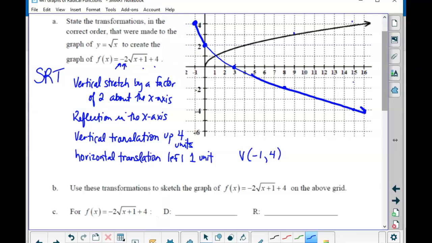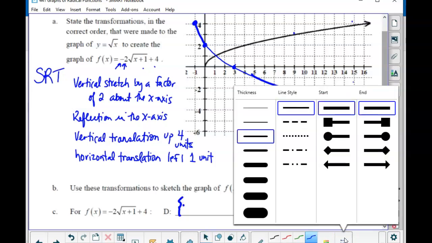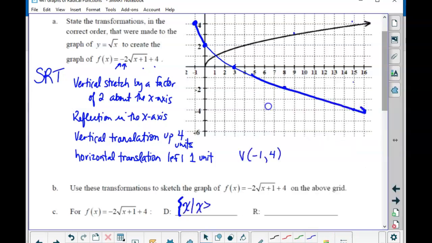Okay, so domain here, everything greater than or equal to negative 1. That's all that we're concerned about. We know that we can only take a square root of something that's greater than or equal to 0. So x plus 1 has to be greater than or equal to 0, so x has to be greater than or equal to -1. You don't even have to look at the graph.